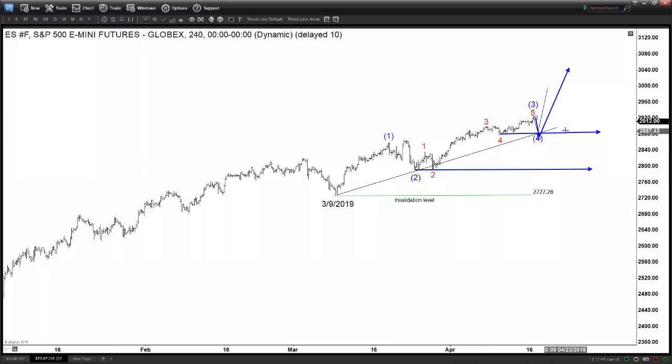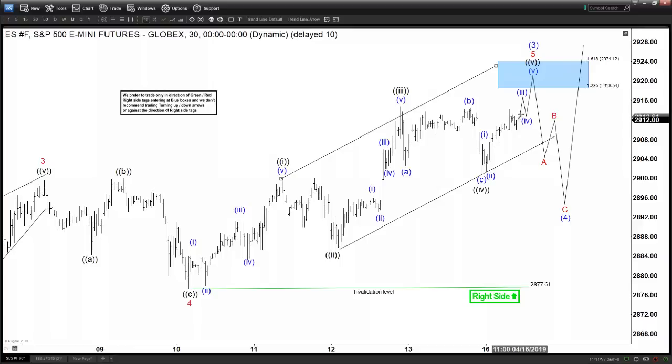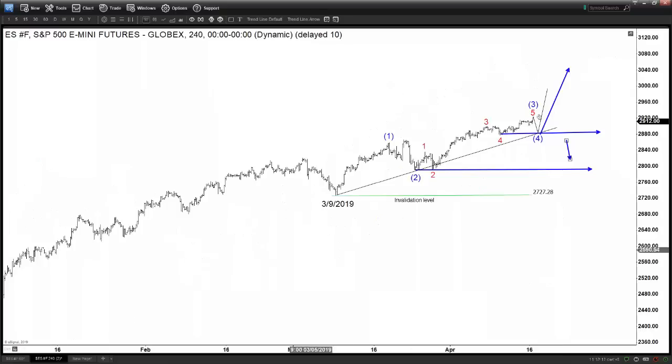So for now, as long as this wave 4 in blue stays above wave 2 in blue, we should get one more push higher to finish a 5 waves up. In the very short term, we can get a little more upside just to finish the 5 waves up from here, as long as it stays above 2877, which is above this wave 4 in red. If this wave 4 in red fails, that signals that the wave 3 in blue already ended, and we have already started the wave 4 in blue. That's the only thing here.